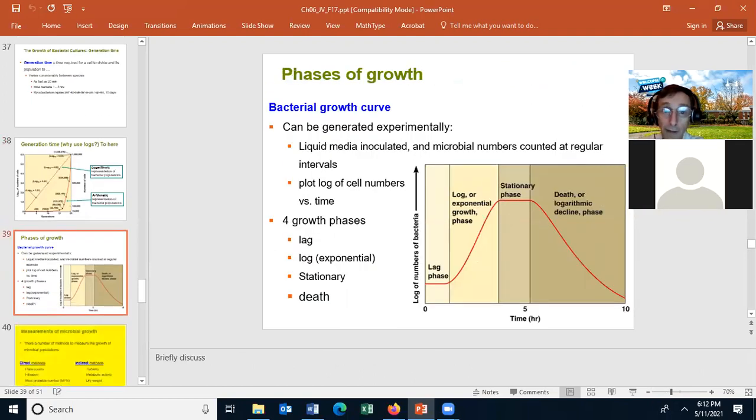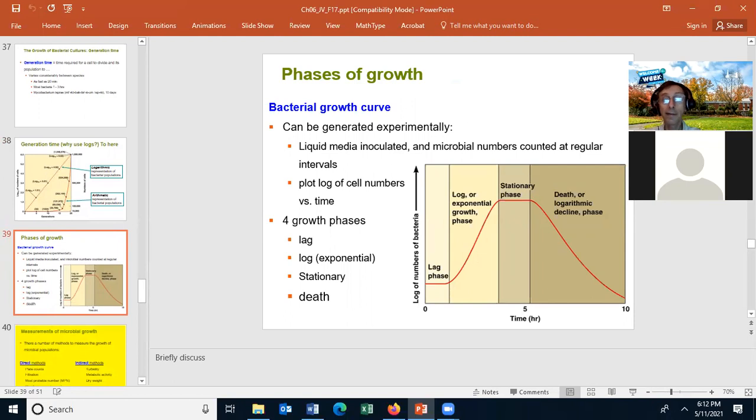When we're talking about the phases of growth, almost all populations follow this growth curve, and certainly all bacterial populations follow this growth curve. When we inoculate a liquid media from a culture that's been growing in a solid media, we normally have a lag phase where the organism does not initially grow.